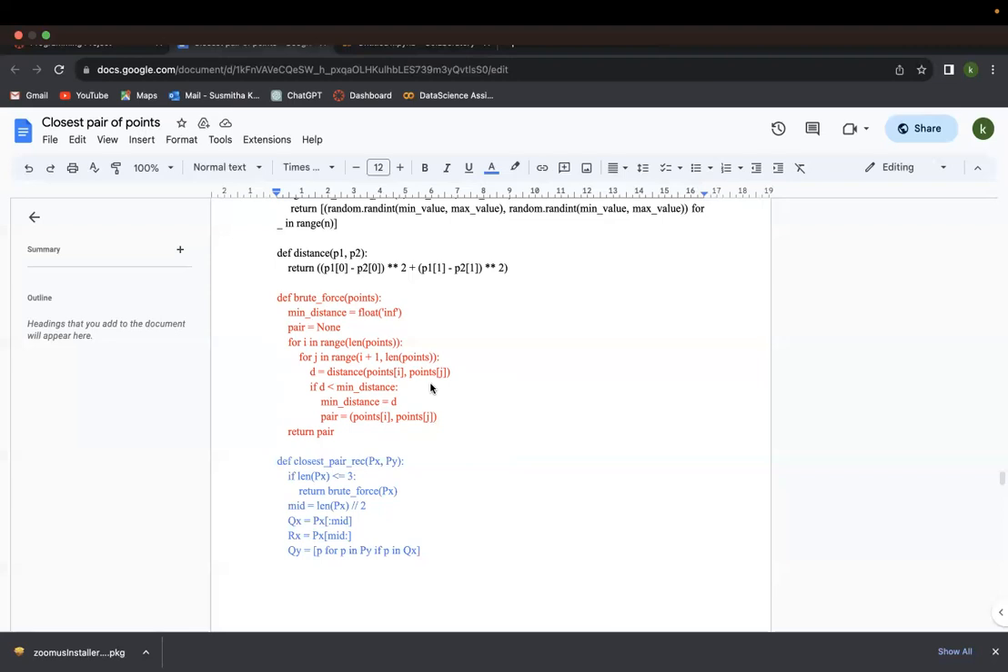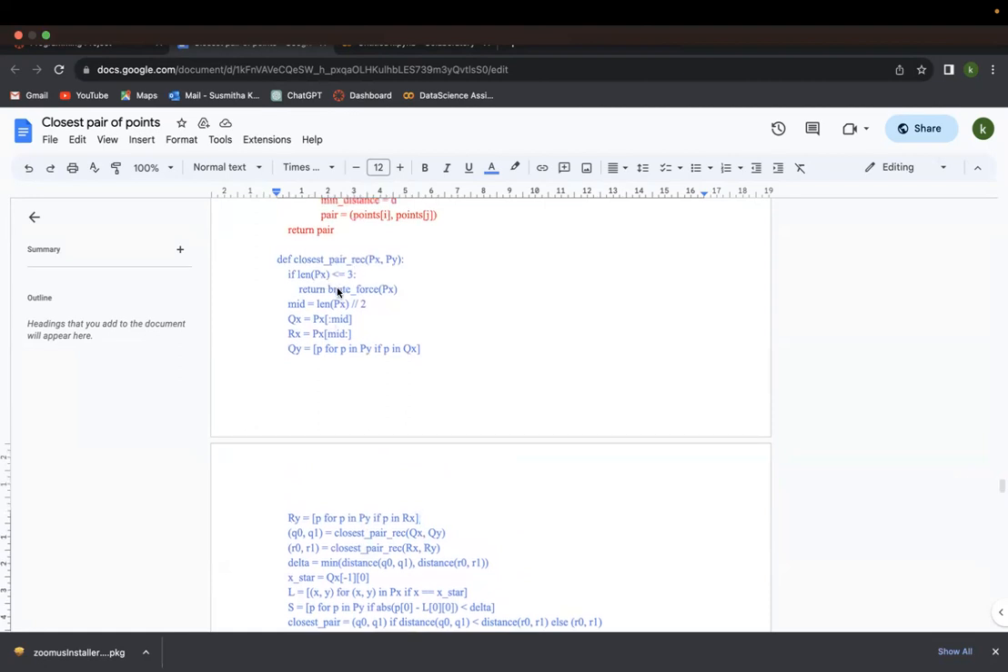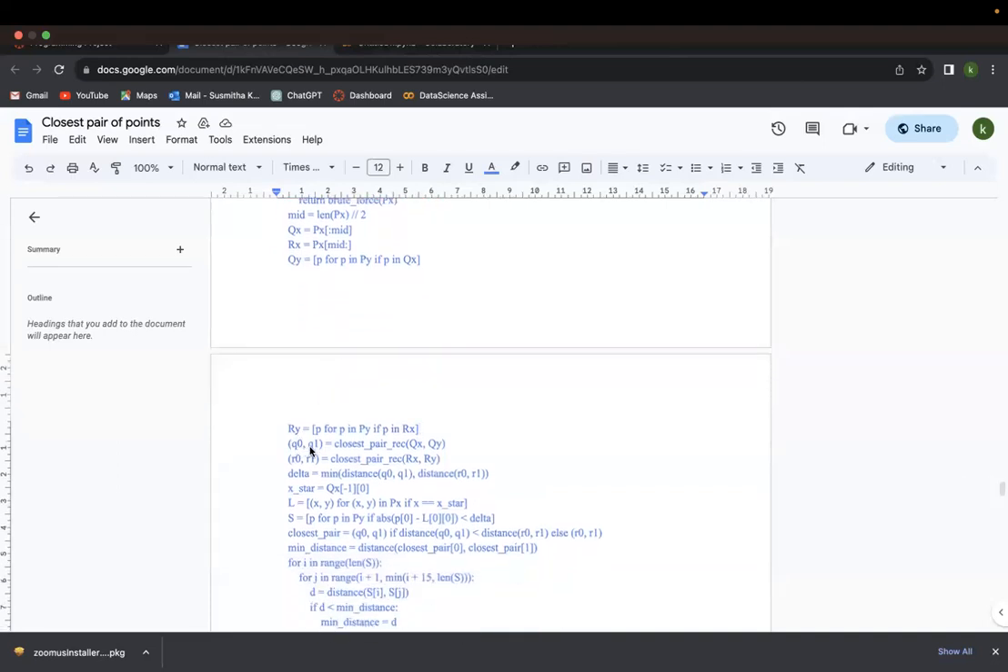For the closest pair, we have taken two points, the right and left points, represented as px and py. The right and left side distances are substituted into delta: the minimum distance of q0 and q1, and the distance of r0 and r1. Here you can see that q0 and q1, and r0 and r1, are the closest pair.